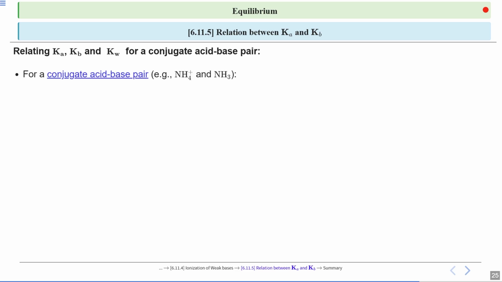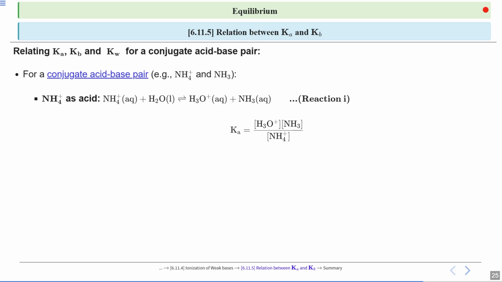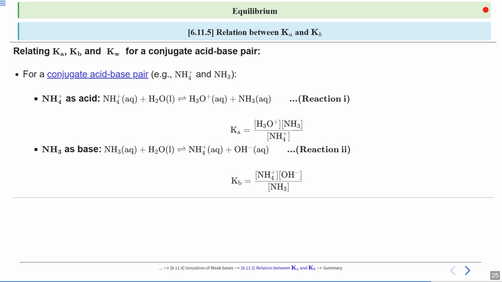How? Suppose we have an acid-base pair NH3 and NH4 plus. Now, if you consider first of all NH4 plus as an acid, then what will happen? This NH4 plus will donate a proton and will be converting into NH3. For this case, if I write Ka, then it will be hydrogen ion concentration multiplied by NH3 divided by NH4 plus concentration. Similarly, if we take NH3 as a base, then we will have a Kb, not a Ka but a Kb, which will be NH4 plus concentration times OH minus concentration divided by NH3.